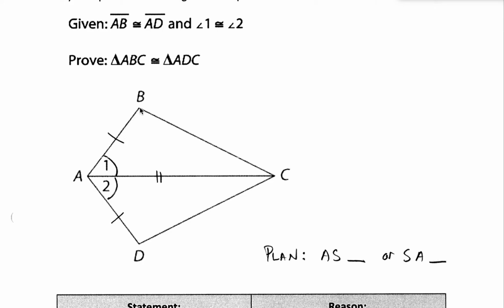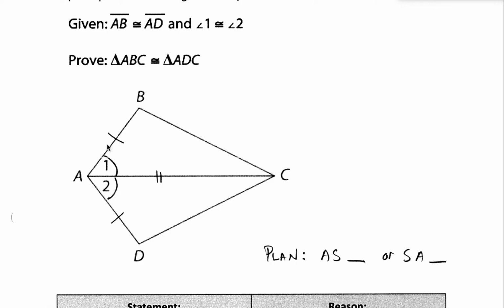If I move to the next piece, it would be an angle. So I could have angle side angle, but I don't know anything and I'm not given anything about angles B and D. Maybe they're congruent, but I don't have any information to prove it at the moment. So let's see if there's another option.